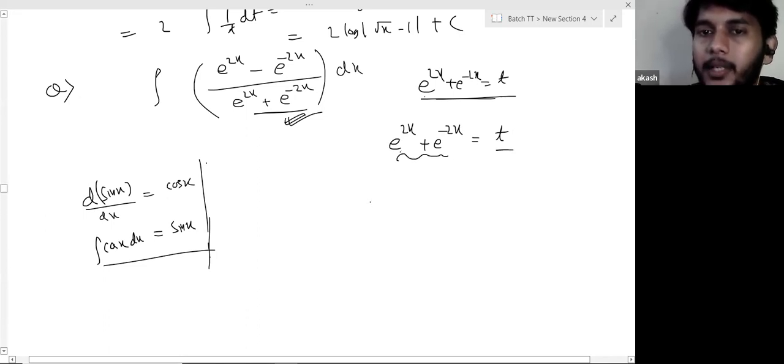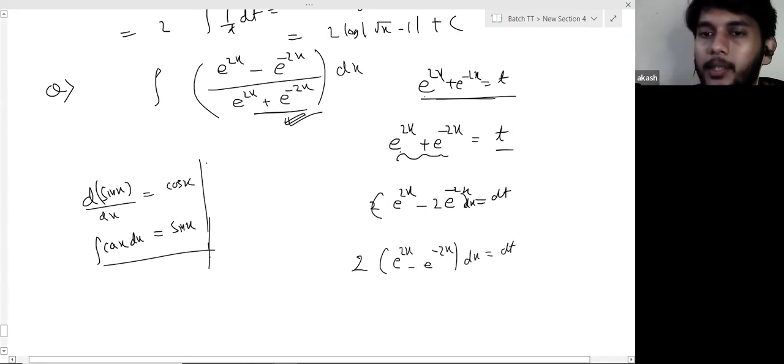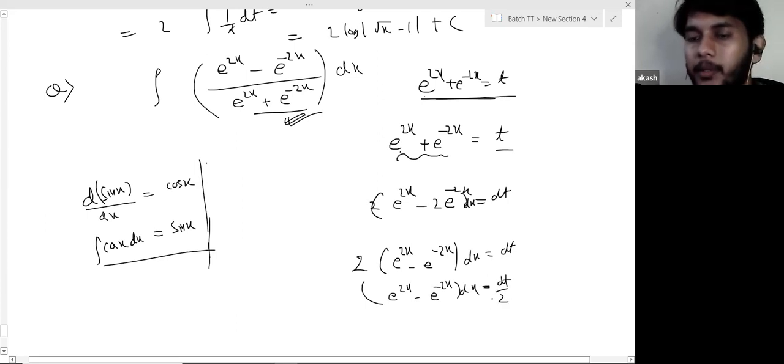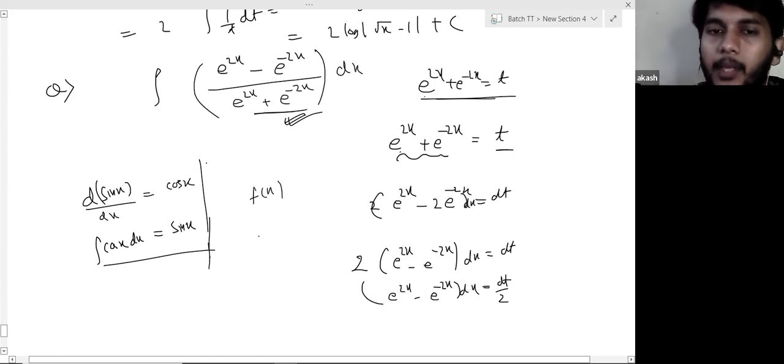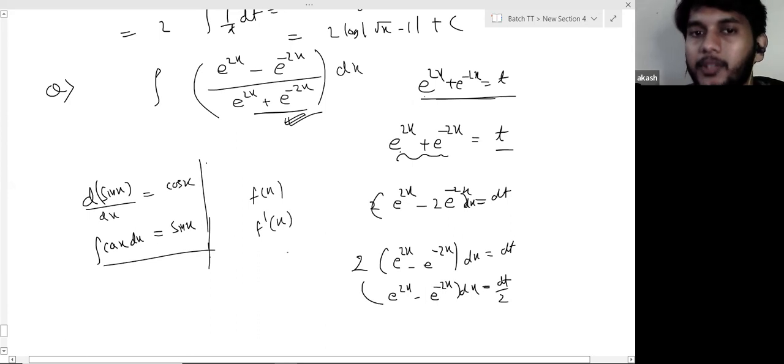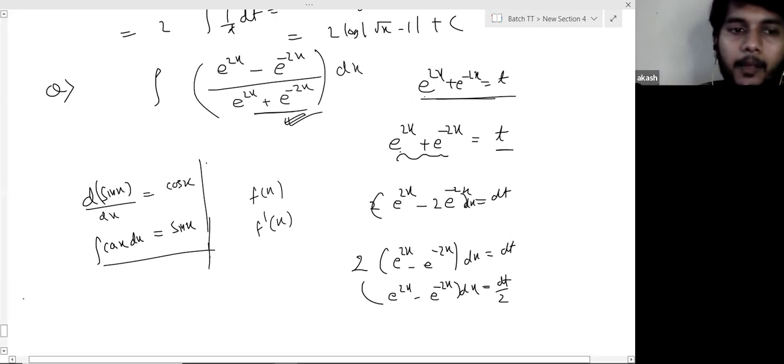Now if you differentiate this, we'll get 2 e to the power 2x minus 2 e to the power minus 2x equals to dt. Taking 2 common, e to the power 2x minus e to the power minus 2x dx equals to dt. So e to the power 2x minus e to the power minus 2x dx will be dt by 2. Right. This is the way to do a substitution method. You have to find a function and its differentiation. So your differentiation must also be good to solve questions of integration. All right.